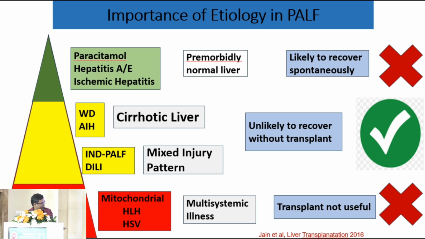In between there is lower burst mitochondrial, hemophagocytic lymphohistiocytosis or herpes simplex virus. These are multisystemic illnesses. Even if you save the liver, it's not going to improve the outcome. So they are not good candidates for transplant. In between, what happens, Wilson and AIH, the livers are actually cirrhotic. Although they are presenting as acute liver failure, they are actually cirrhotic cases. So they are unlikely to recover without transplant. So these are good candidates for liver transplant.